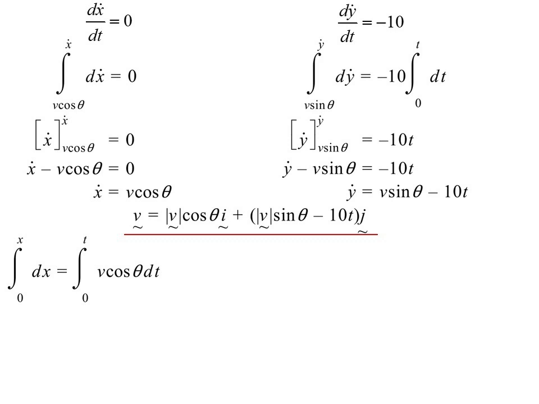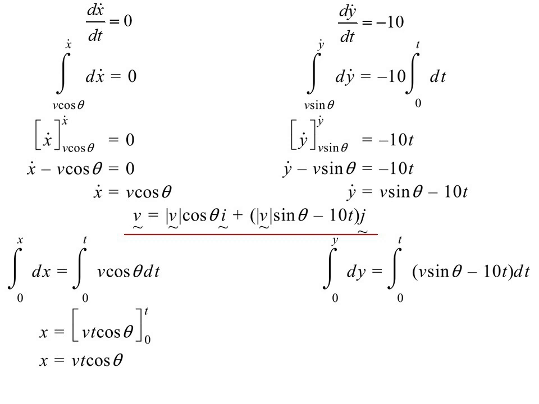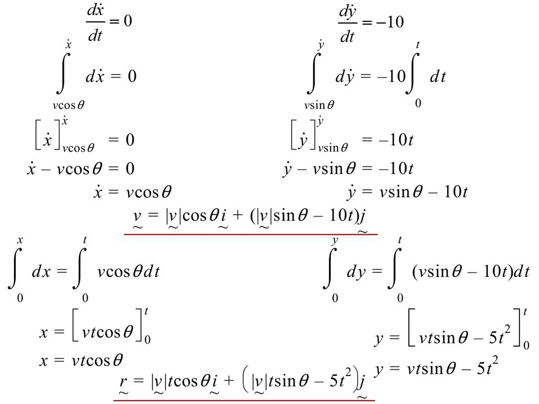Let's work out equations for displacement. Again, separate out the variables, because velocity is dx/dt in this case. And we get vt cos theta. Over in the vertical direction, integrate: vt sin theta minus 5t squared. So we've ended up with a whole heap of different equations which we should be able to use to solve any problem. There is the displacement as a vector.